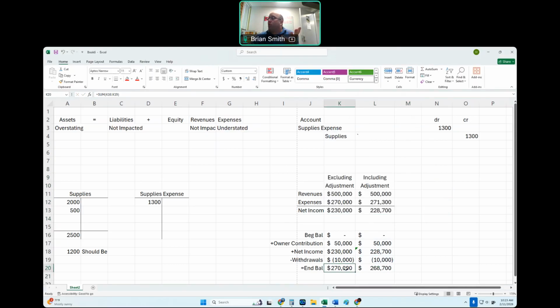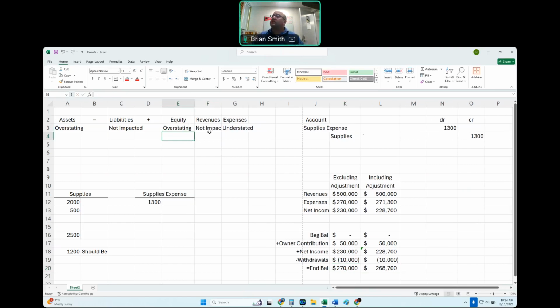Anyway, if we exclude it, we've overstated our equity because we say our equity is $270,000 when it really should be $268,700. So we're overstating our equity, right? And that's how we do our supplies expense.